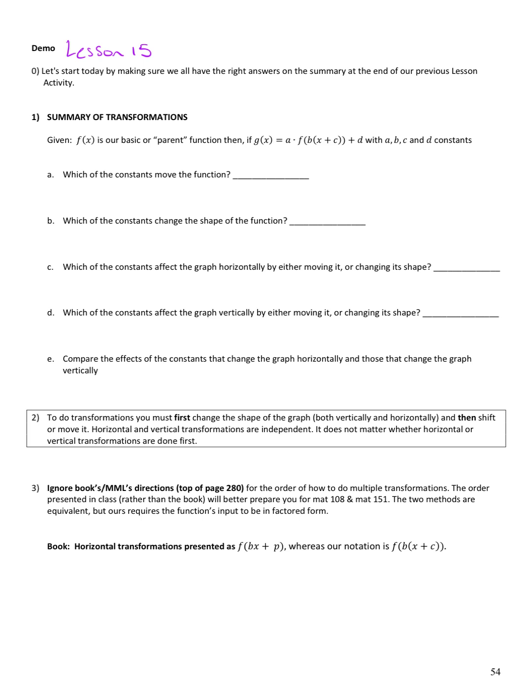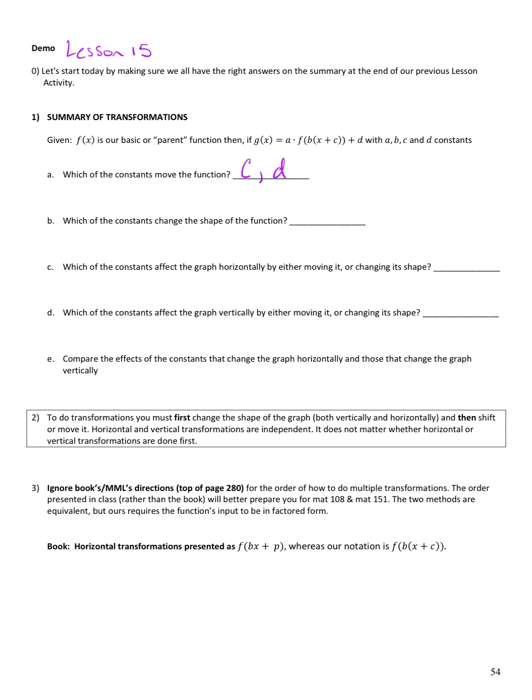If f of x is our quote-unquote parent function, and g of x is a transformation of f in that we've added some stuff and multiplied by some constants, we want to ask a bunch of questions about this transformation. Which of the constants move the function, shift it around? Shifting happens via addition or subtraction, so it would be the c and the d that shift the function around.